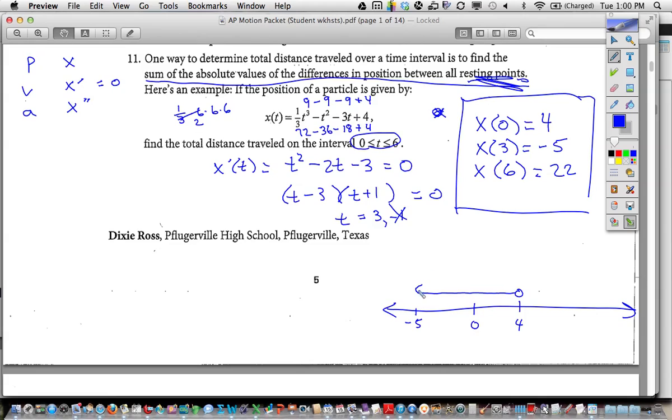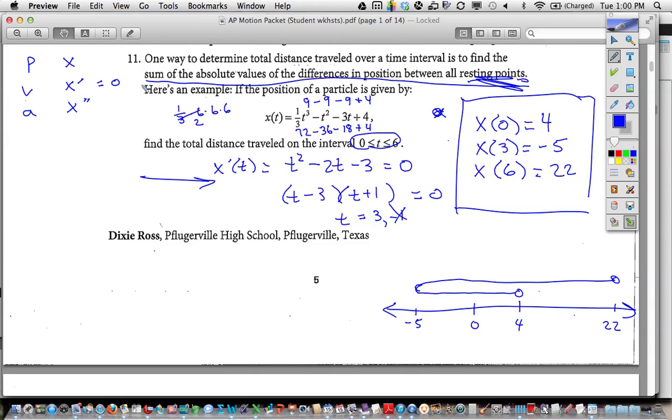So this thing did turn around and ended up way out here at 22. Isn't that a pretty good description of what just happened here with this particle? Did it ever turn around any other times? How do you know? Yeah, when we did x prime equals 0, we found all the times when the velocity was 0. So it never could have turned around any other times because it never did stop any other time.